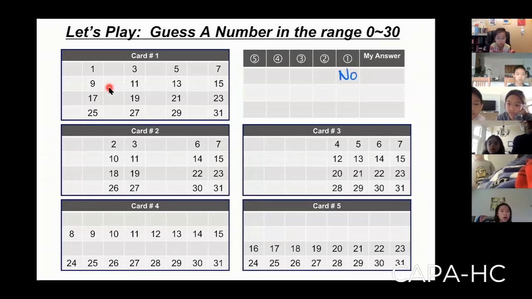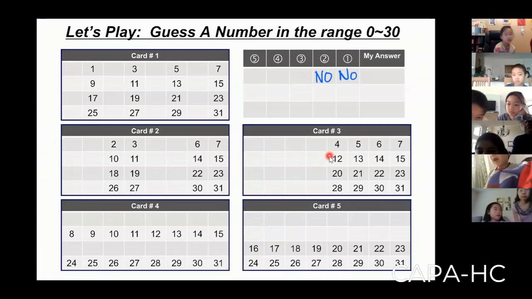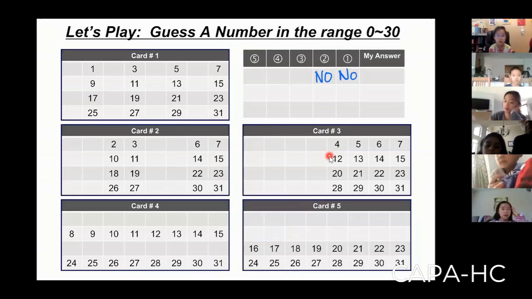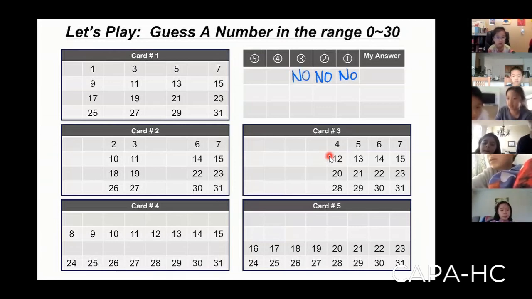Okay, now let's look at the second card. Is your number in this card? You can see every card has 16 numbers. No? No again? Okay. So I'm going to record no again. Now let's look at the third card. No. Okay, so no. Once again, is it yes or no? No. Thank you.